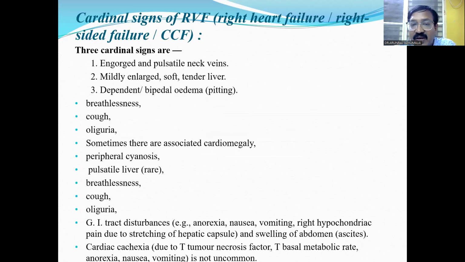In right-sided failure, you can tell by these features: elevated JVP, soft and tender liver, bilateral pedal edema, oliguria, peripheral cyanosis, pulsatile liver, GI tract symptoms like anorexia, vomiting, right hypochondrial pain due to stretching of the hepatic capsule, cardiac cachexia. These are very rare; at least elevated JVP, soft and tender liver, bilateral pedal edema, oliguria.